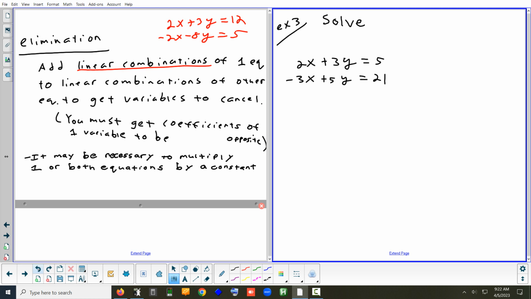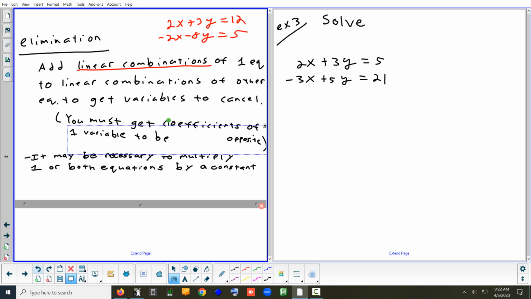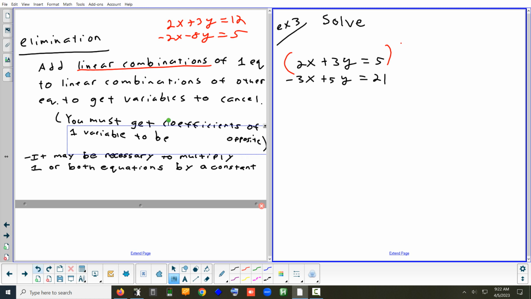That means we need to have a number in the top and the opposite of that number in the bottom. Can we multiply 2 by something to get 3? Because if we could get 3 here, 3 and negative 3 cancel. But can we multiply 2 by something to get 3? I don't want to use fractions. No. So then what that means is we are going to have to multiply both equations by a number.